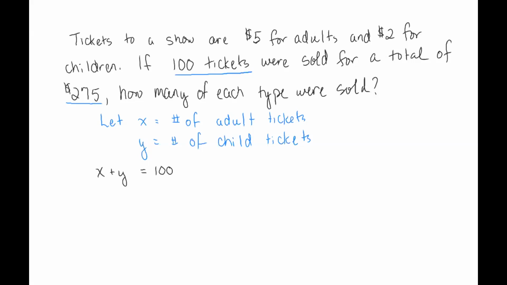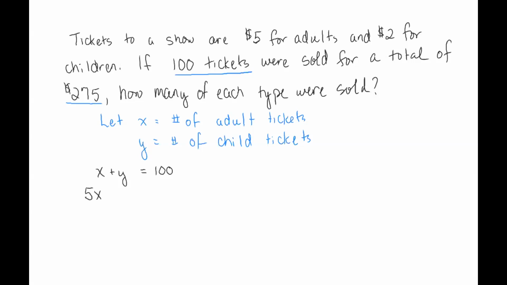Would it be times 5? It'd be times 5. But there aren't 60 adults. There are X adults. We don't know what X is yet. So we're going to multiply it by 5. 5X is going to give me the money that I get from those adult tickets.